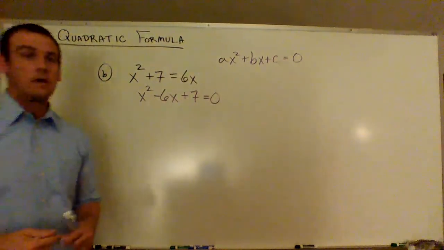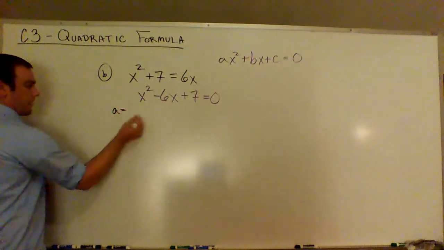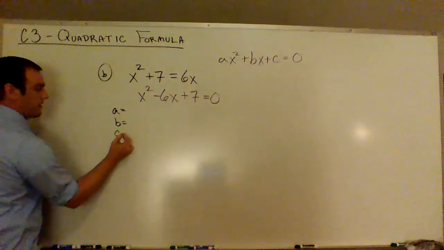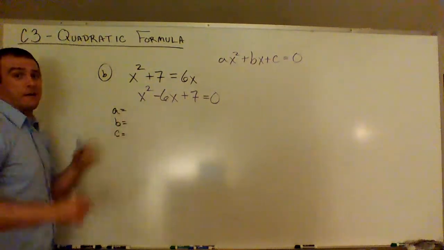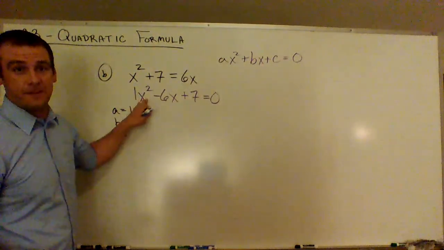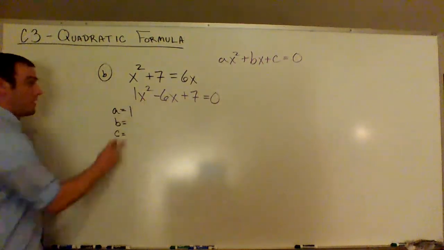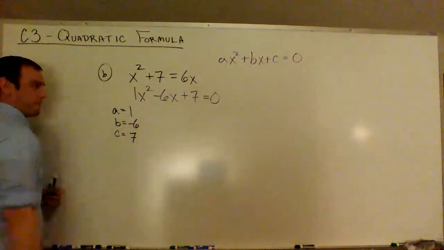Alright, so when I go ahead and do this now, I'm once again going to write down a equals, b equals, and c equals. A is our coefficient for x squared. That guy's just a 1. He's hiding. Call him invisible 1. B is going to be negative 6. C is going to be 7.